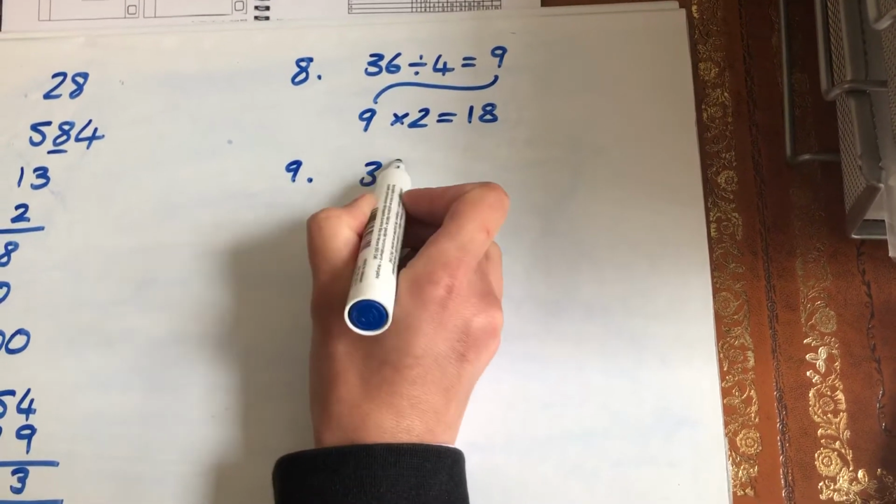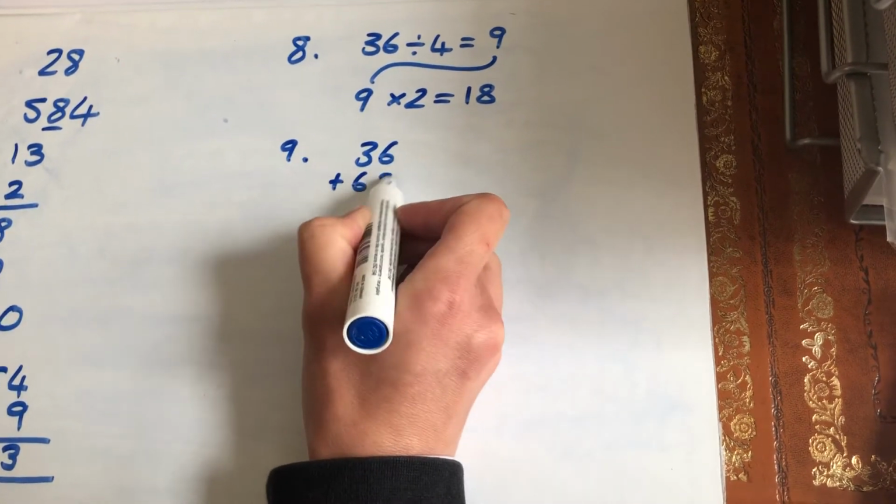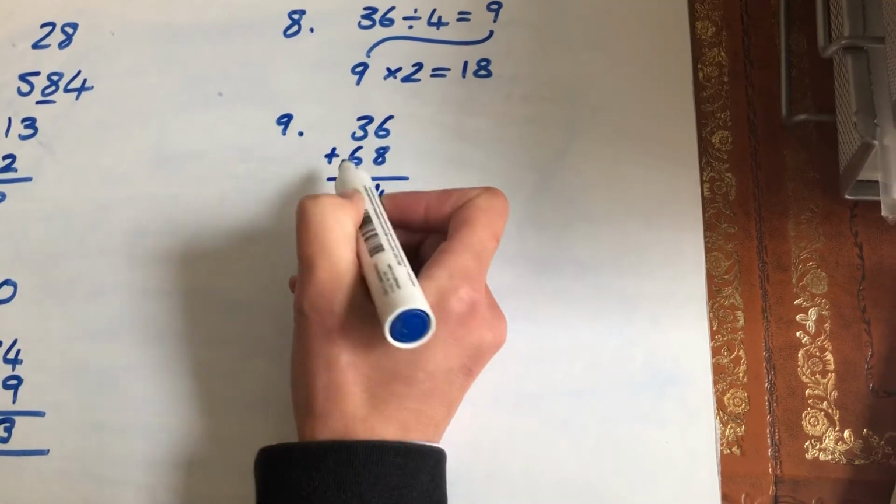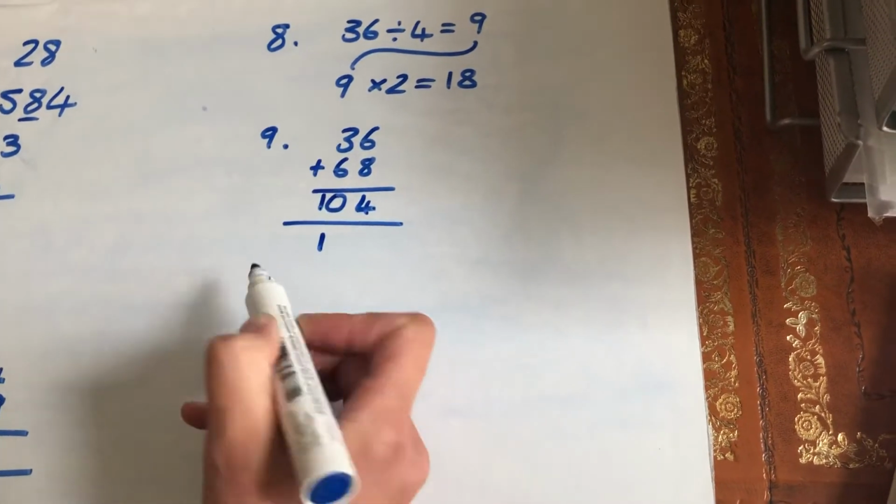Question 9. 36, add 68. 6 add 8 is 14, put the 4 in, carry the 10. 3 add 6 add 1 is 10, 104.